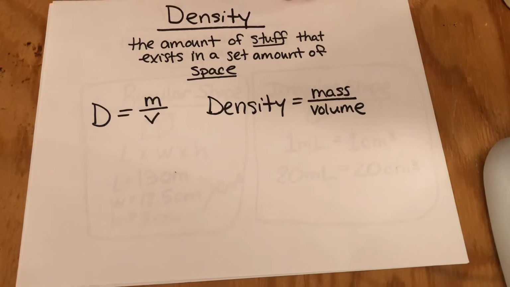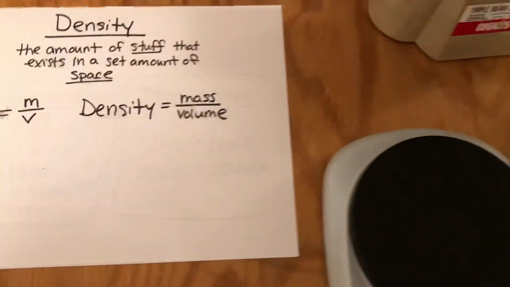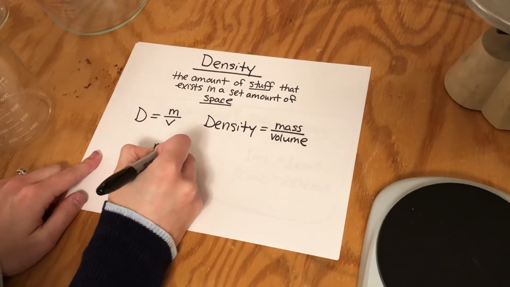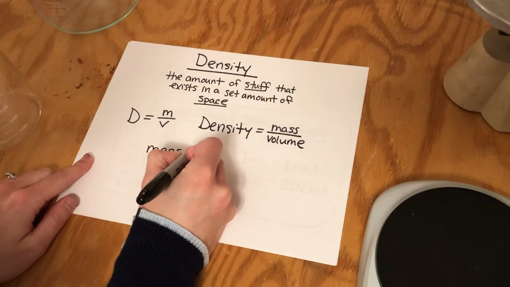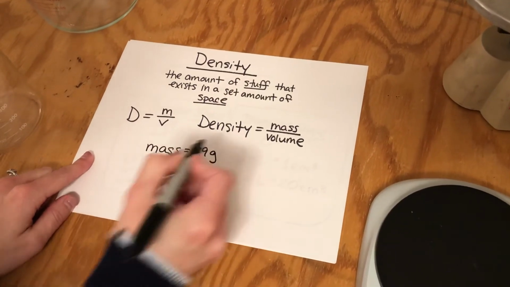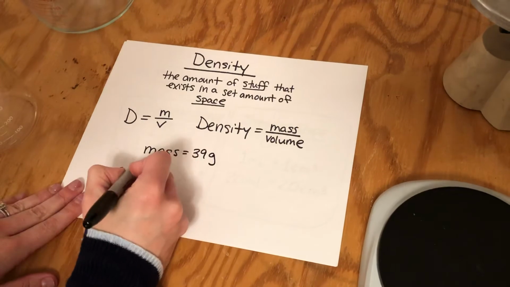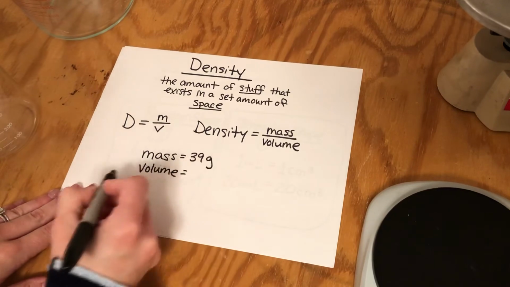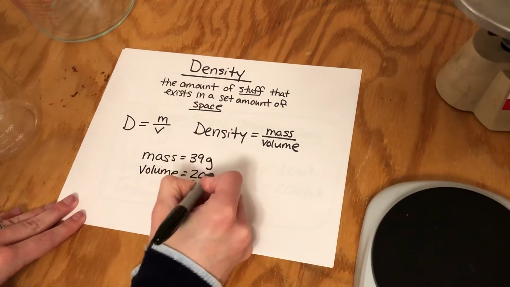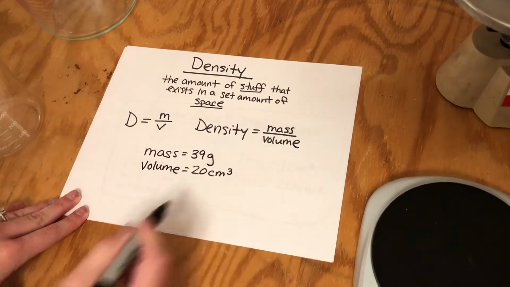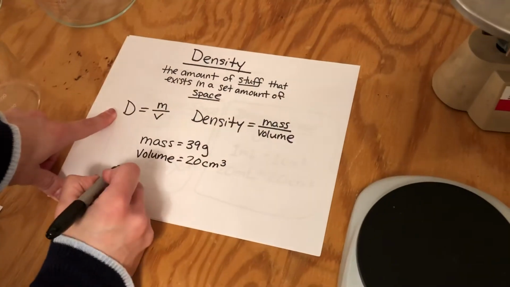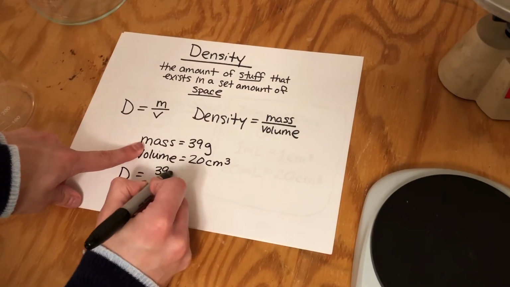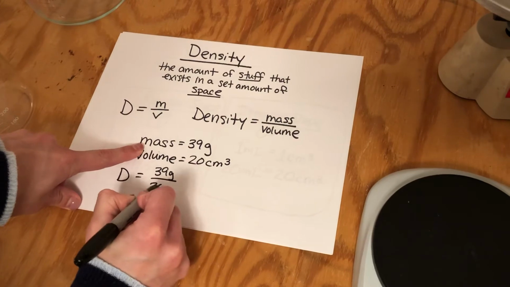So with my sample of granite, when we measured it on the electric scale, we learned that that piece of granite has a mass of approximately 39 grams. And when we measured that piece of granite using volume displacement, we found that it had a volume of approximately 20 cubic centimeters. So in order to find the density of my piece of granite, all I need to do is divide my mass by my volume.